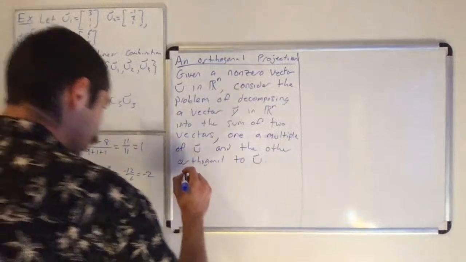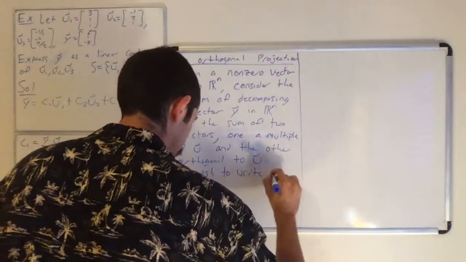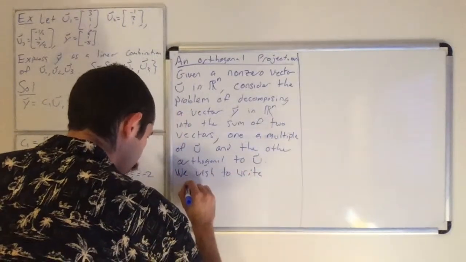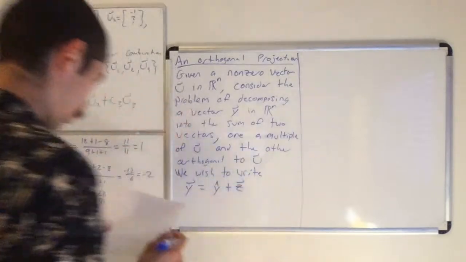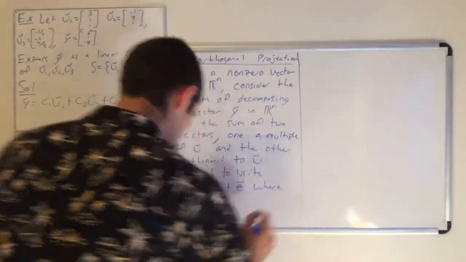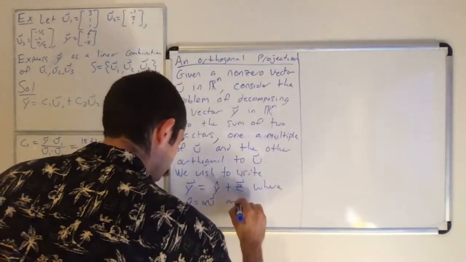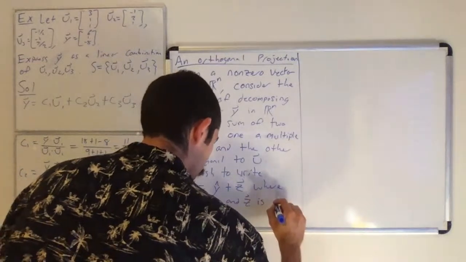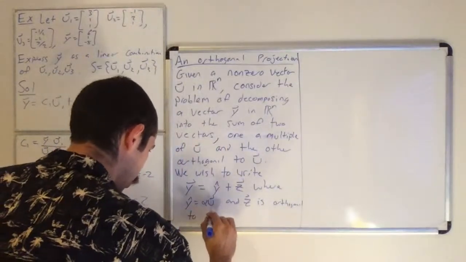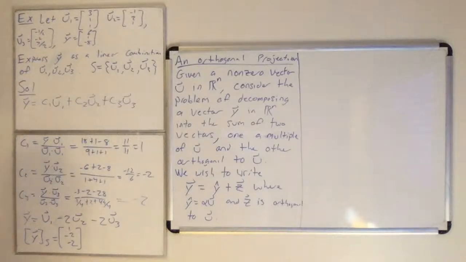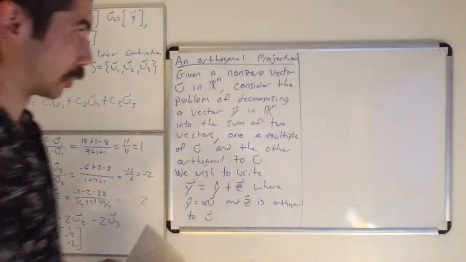So what we're saying is we wish to write y as y hat plus z, where y hat is equal to alpha u, and z is orthogonal to u. Okay, so this is in math terms what we want to do here. Okay, so let's get a picture going.